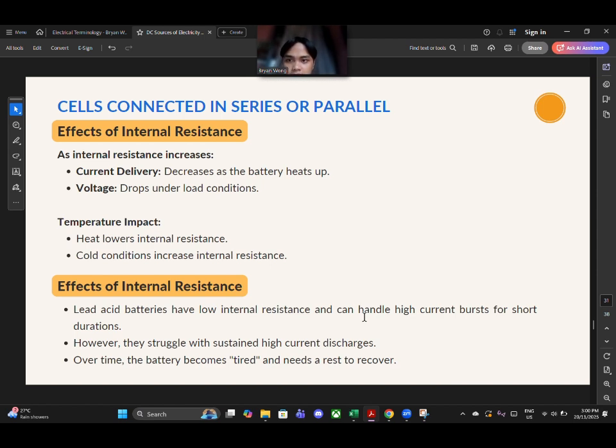Next, what is the effect of internal resistance? As internal resistance increases, current delivery decreases as the battery heats up. As the internal resistance increases, the voltage drops under load condition. Temperature impact: heat lowers internal resistance.